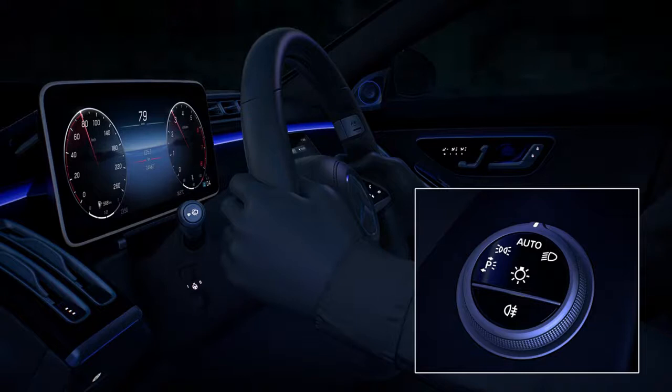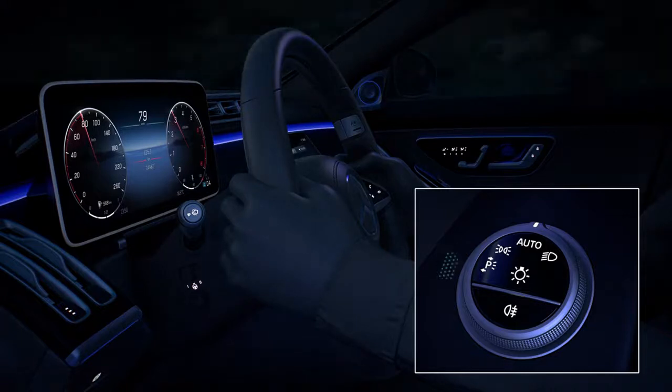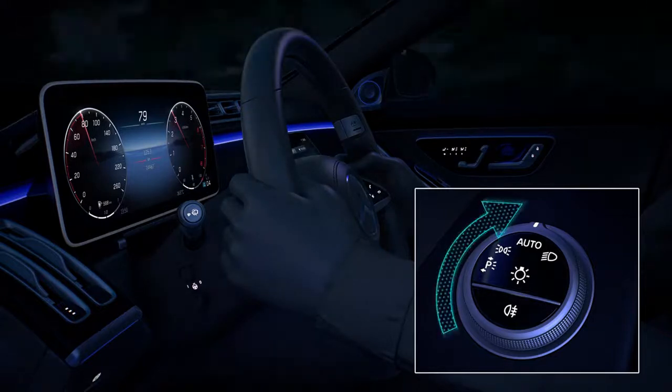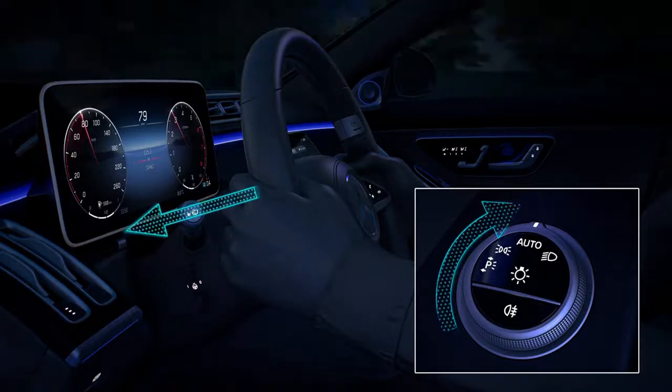The assistance functions of the digital light are active when the light switch is in the auto position and the main beam is switched on.